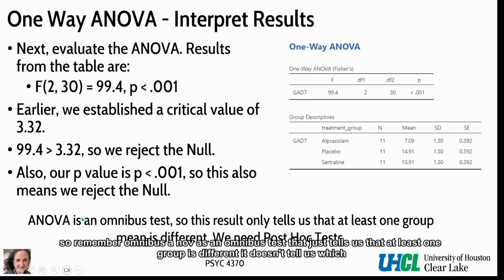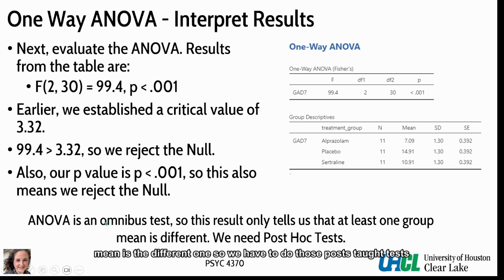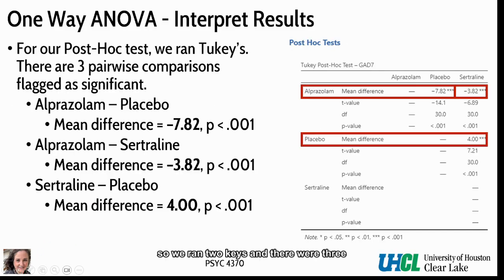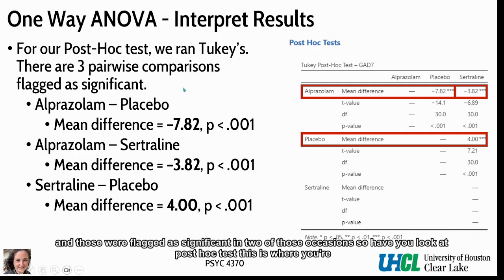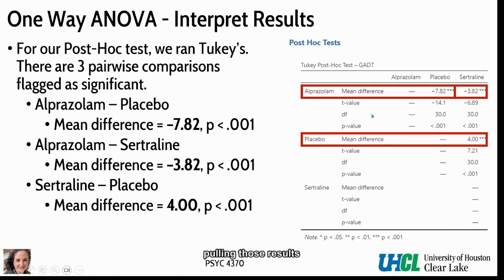So remember, ANOVA is an omnibus test that just tells us that at least one group is different. It doesn't tell us which mean is the different one, so we have to do those post hoc tests. So we ran Tukey's, and there were 3 pairwise comparisons in there, and those were flagged as significant in 2 of those occasions.